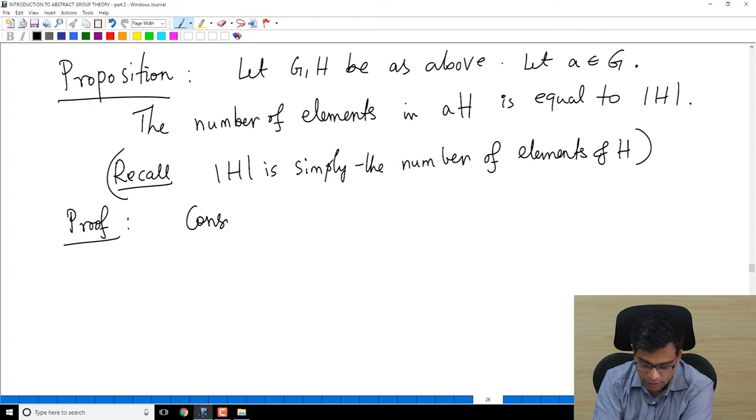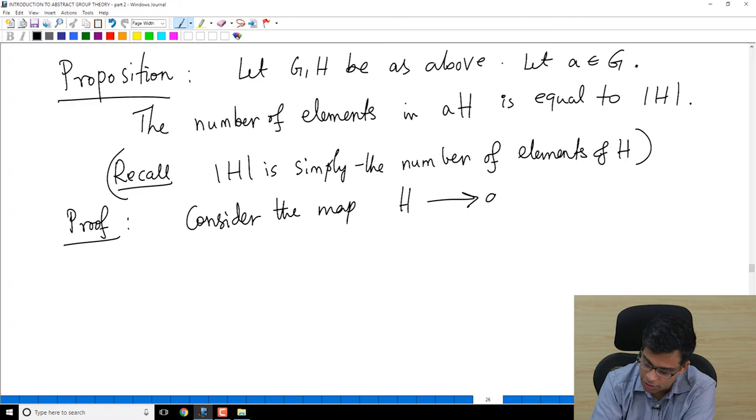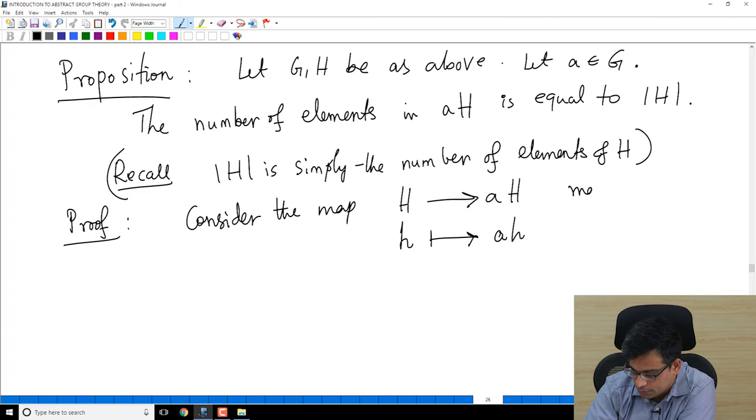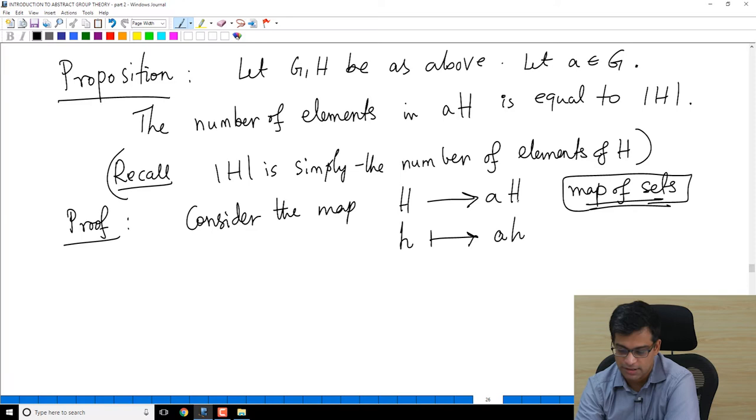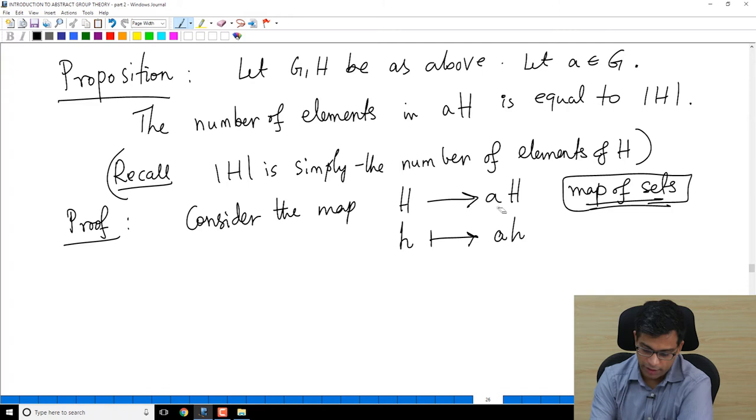Consider the map from H to aH given by a small h goes to small a times h. This is a map of sets. Remember, aH is actually nothing but a set. It has no further structure. It is just a subset of the group G. It's a left coset, a subset of group G. So this is a map of sets. Give me an element small h, I'll multiply by a and map it to this. This of course belongs to aH. I claim that this is a bijective map.